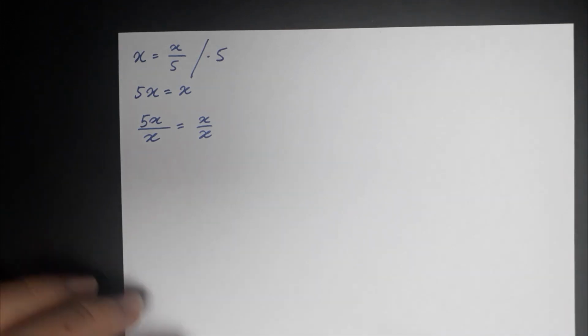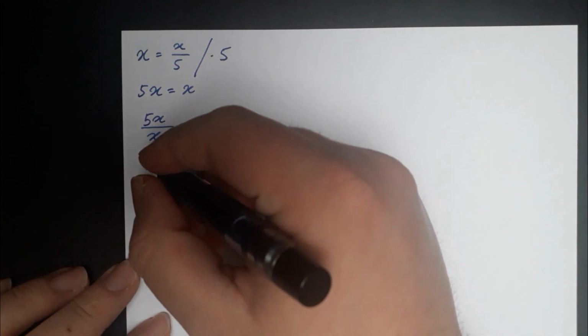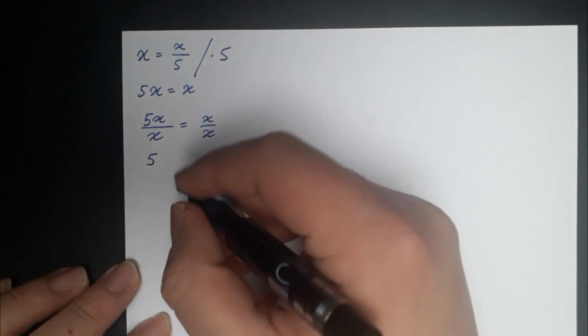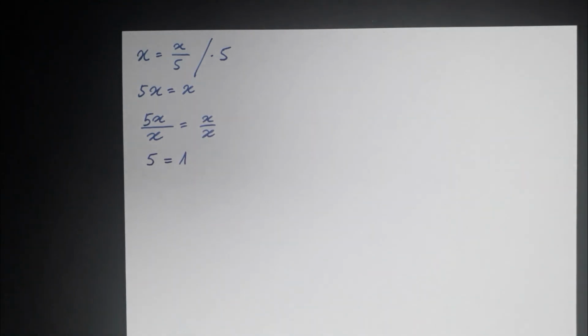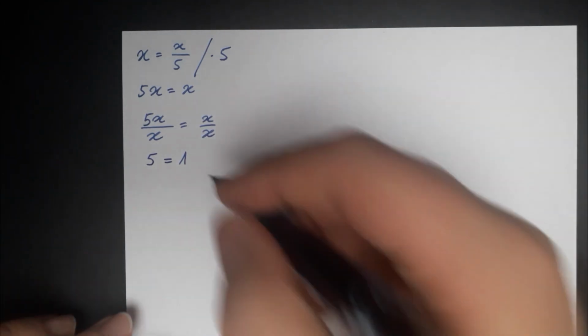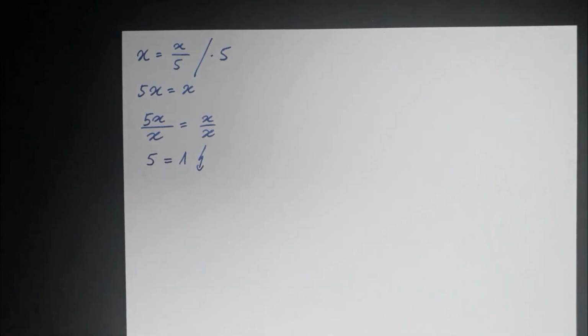We cancel out x. We have 5 on the left side, and we have x over x, which is equal to 1 on the right side, so we get a contradiction. What does this mean? We get this contradiction, and that only means that we don't have a solution for the starting equation. So we would say that there is no solution to this equation, and that is wrong.